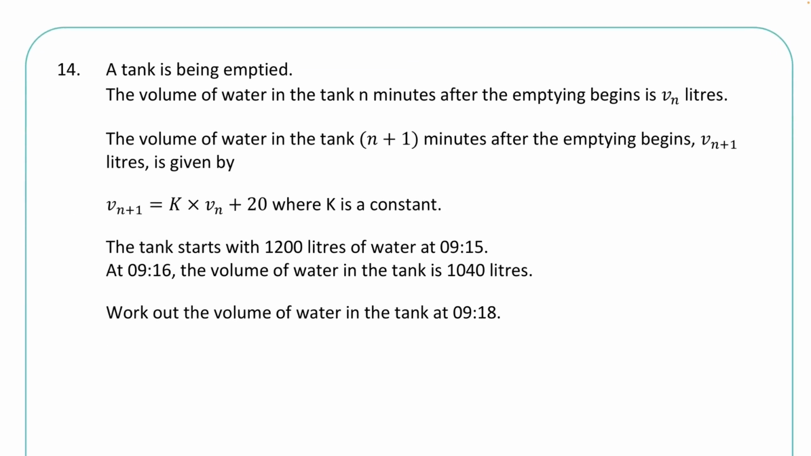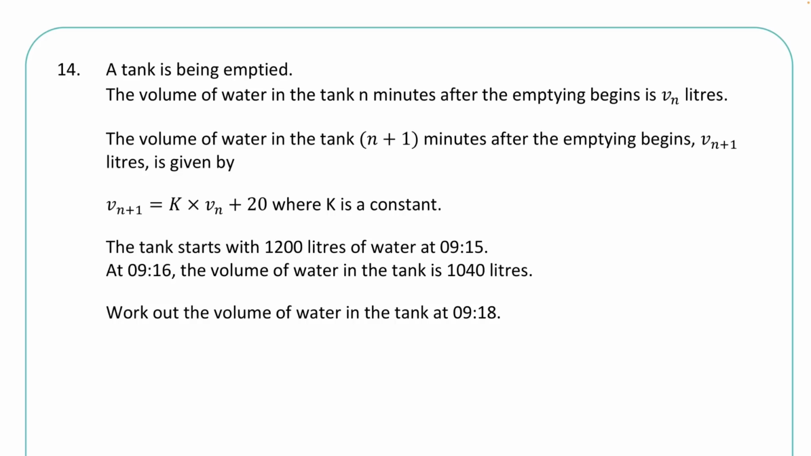Okay, so in this question we have an iteration, and it's an iteration that's in context. It says the volume of the water in a tank n minutes after the emptying begins is V_n litres. The volume of the water in the tank n plus 1 minutes after the emptying begins, and then we have the formula. So to get the next amount, which is the next minute, we do k times the current amount plus 20, where k is a constant, so it doesn't change throughout.